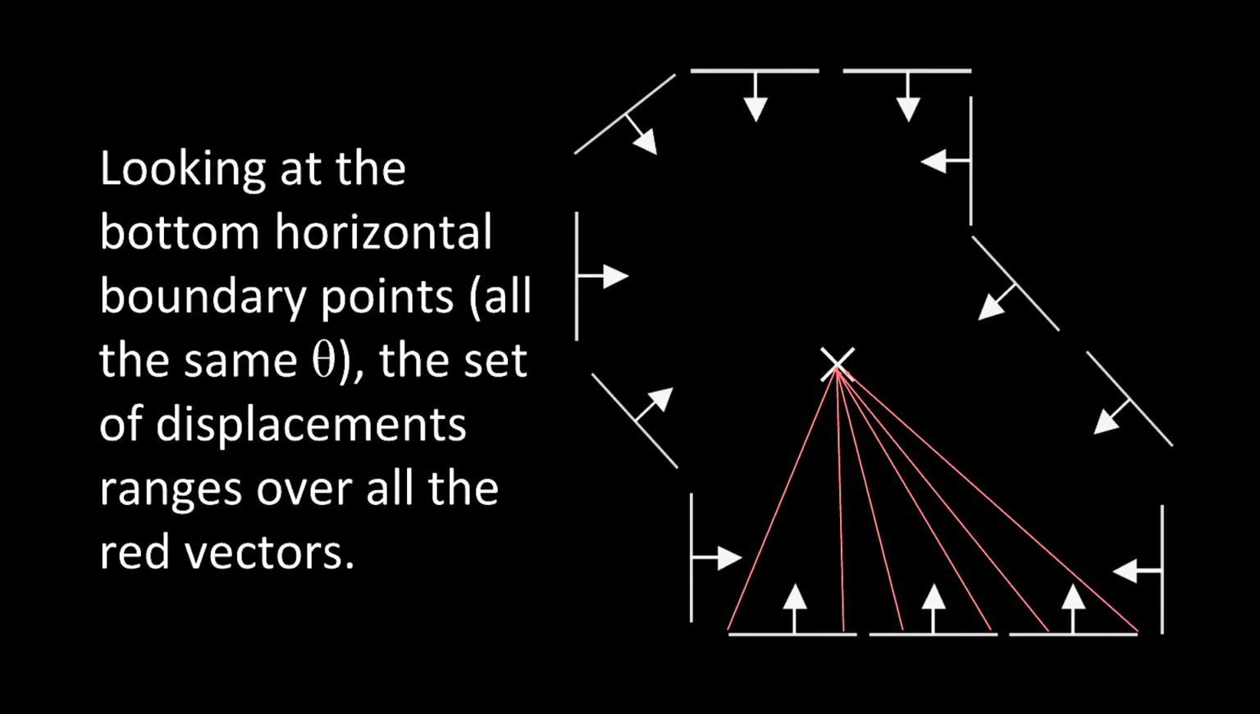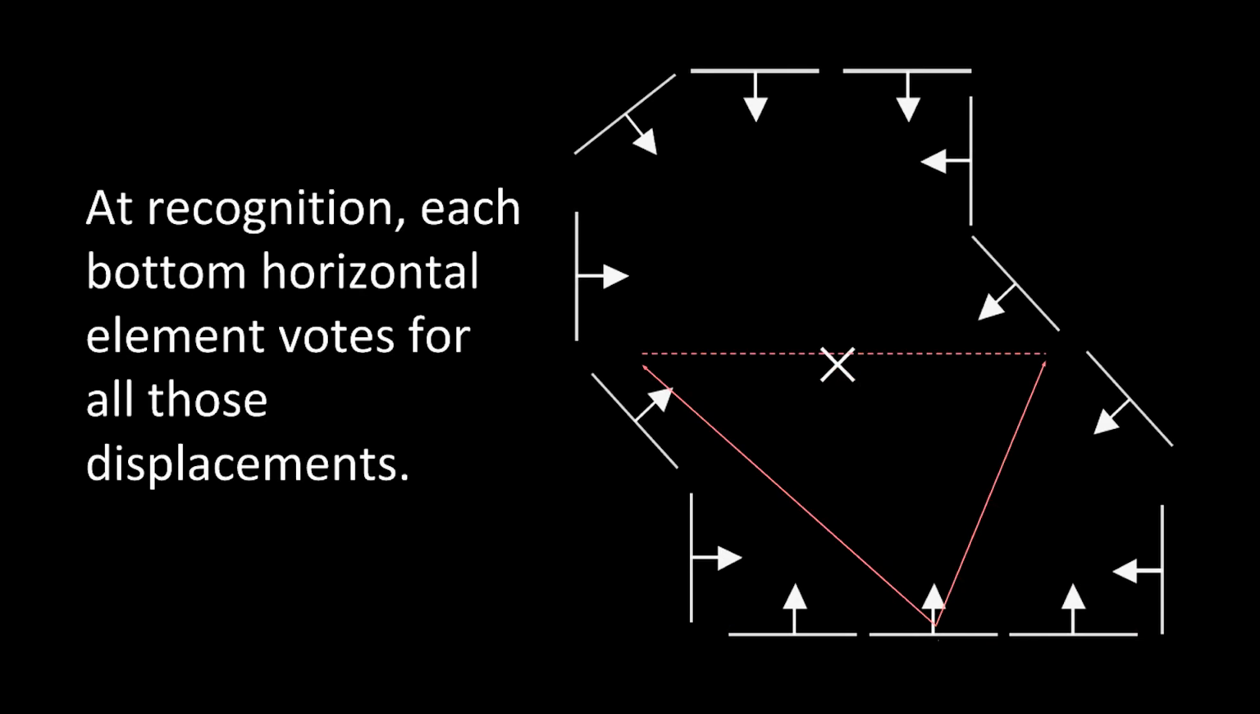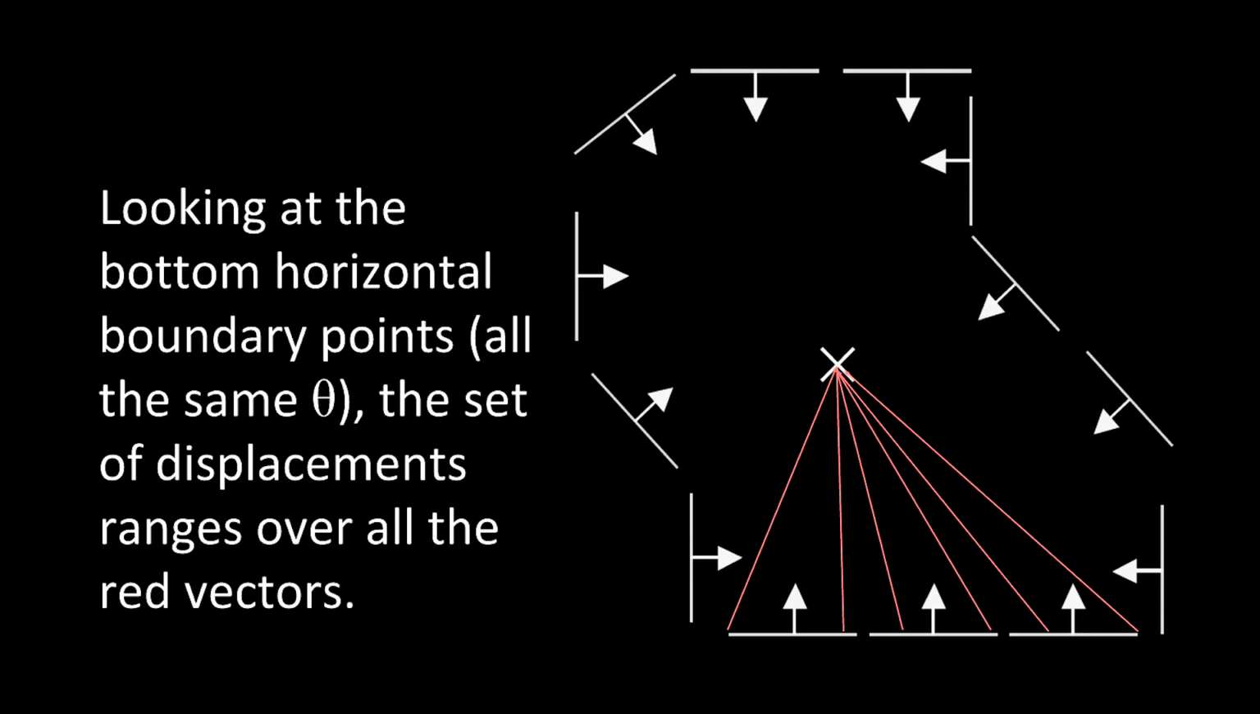So what that would look like at runtime is as follows. Here I have a little edge element, and it's voting for all these different displacements, which all would lie along that line. Where did all those different displacements come from? They're all here. These were the displacements for every possible bottom edge line, so every one of those vectors has to be voted by each bottom element.